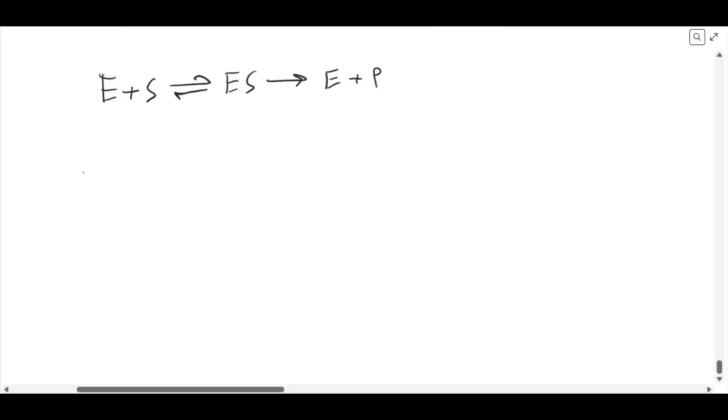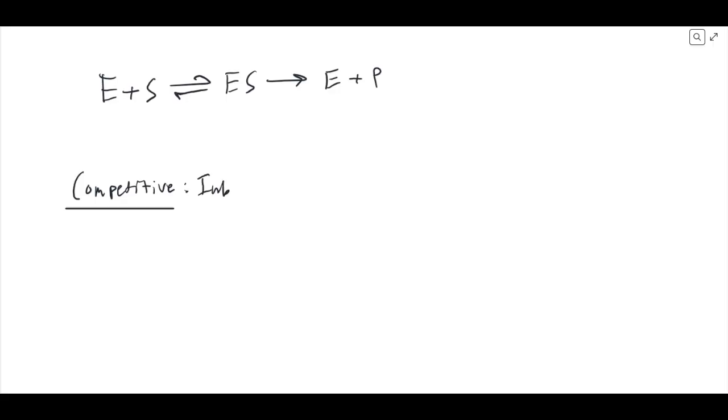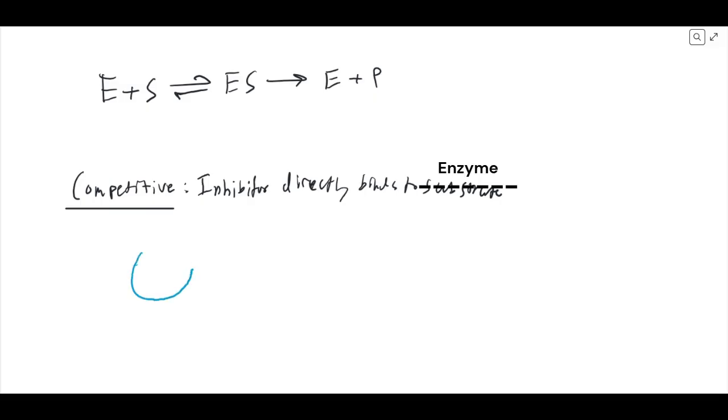All right, so one of the inhibitors is called a competitive inhibitor. The inhibitor directly binds to the enzyme. So let's just say we have a substrate that looks like this. This is our E for enzyme. And then we have an inhibitor.